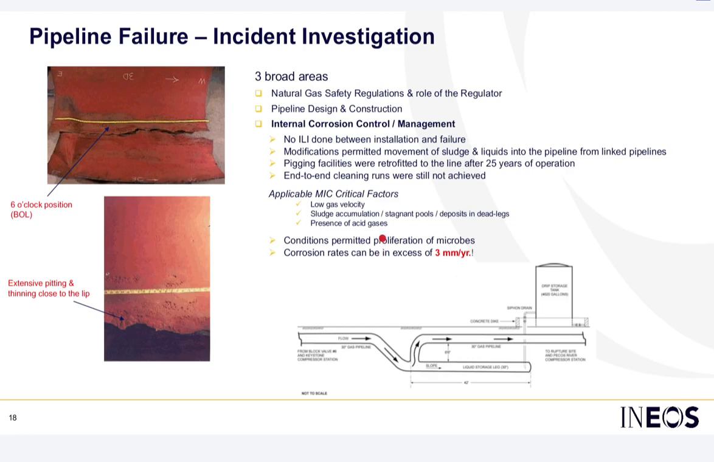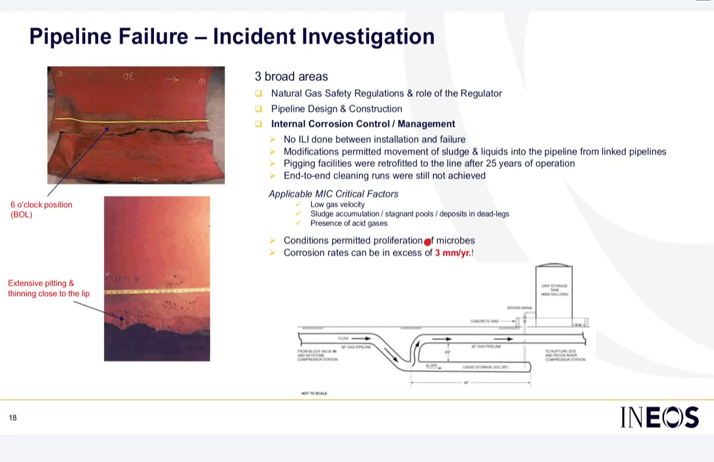The pipeline also was designed quite poorly, which didn't lend itself to any cleaning or inline inspections. Therefore, internal corrosion management was really difficult and really poorly done. Essentially, what happened was that no cleaning pigs were run for the first 25 years. And later on, when pig traps were retrofitted to the line, the entire line could not be cleaned.